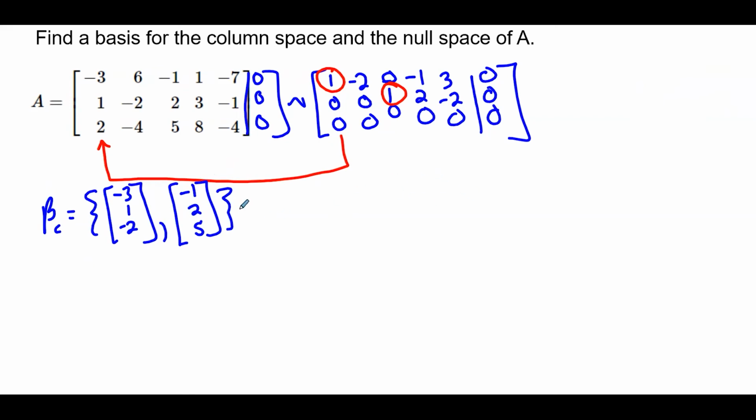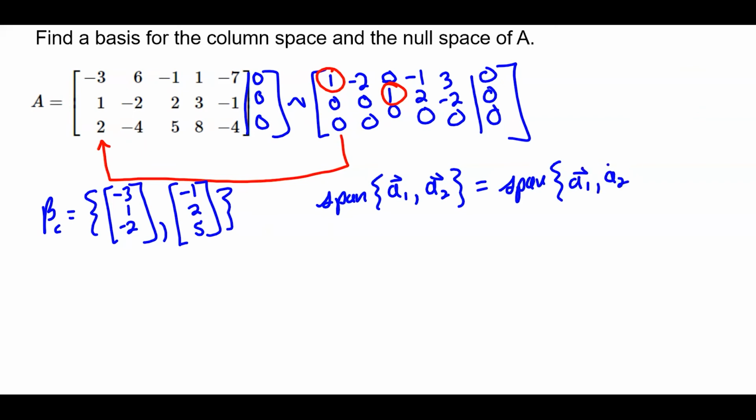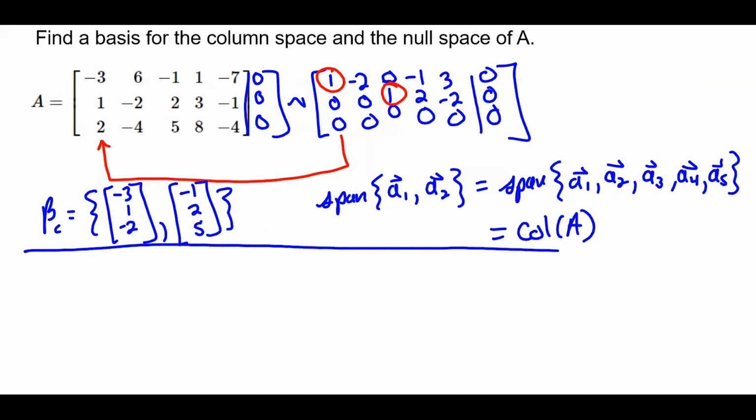So the span of column A1 and column A3 is actually the same as the span of all 5 columns, and all of that is equal to the column space. What that tells you is your basis pares everything down, and this is the minimum number of vectors that you need to get the same space. These two vectors generate the whole column space, and we didn't need all of those vectors.